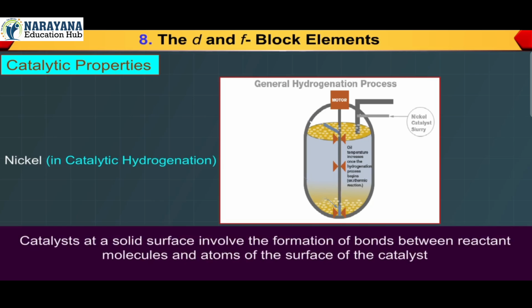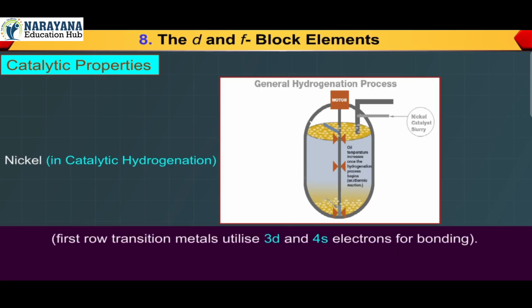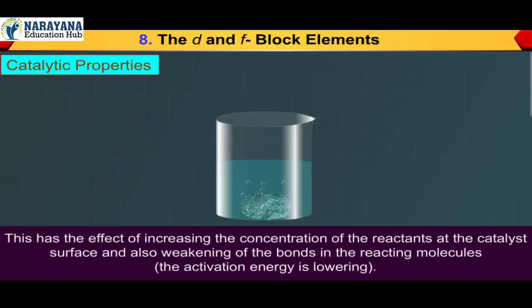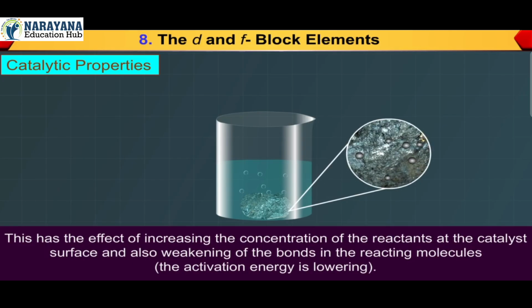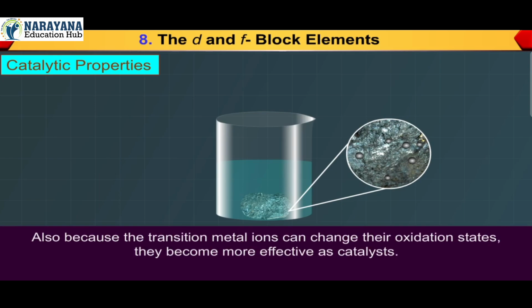Catalysts at a solid surface involve the formation of bonds between reactant molecules and atoms of the surface of the catalyst, that is, first row transition metals utilize 3d and 4s electrons for bonding. This has the effect of increasing the concentration of the reactants at the catalyst surface and also weakening of the bonds in the reacting molecules, that is, the activation energy is lowered. Also, because the transition metal ions can change their oxidation states, they become more effective as catalysts.